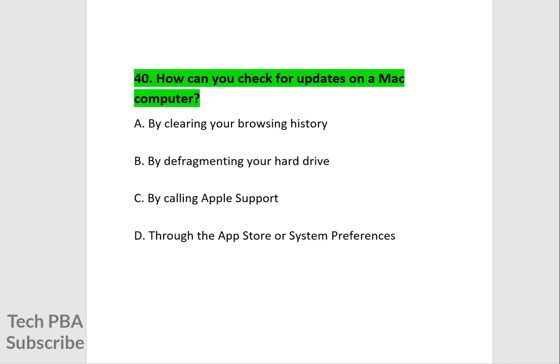Question number 40. How can you check for updates on a Mac computer? The correct answer over here is option D, through the App Store or System Preferences. And this is also very correct, because when you want to check for updates for your Mac computer, you either go to the App Store and check for updates for your apps, and then also when you want to update your system, the macOS, you will have to go to System Preferences to update your macOS. So the correct answer over here is option D.